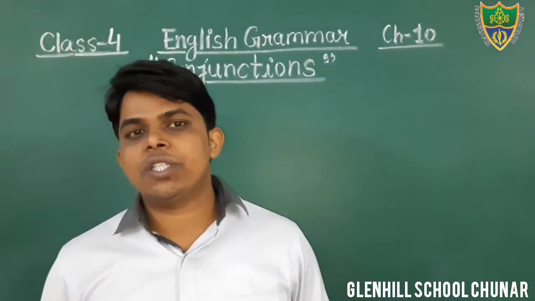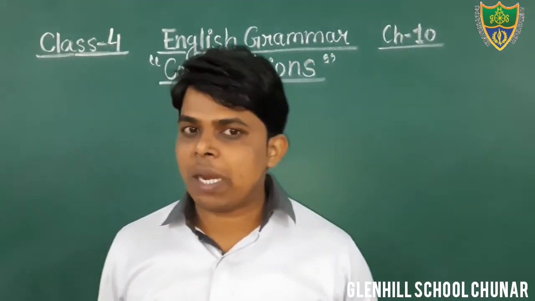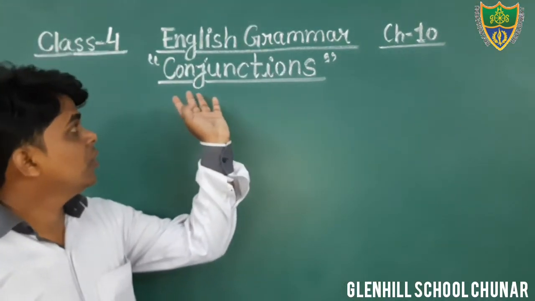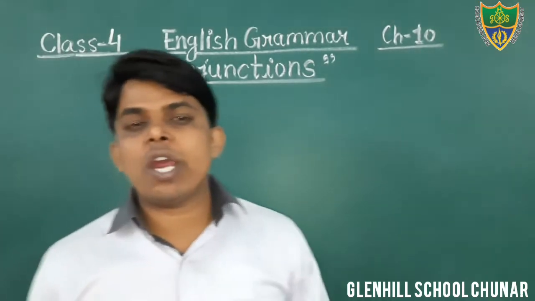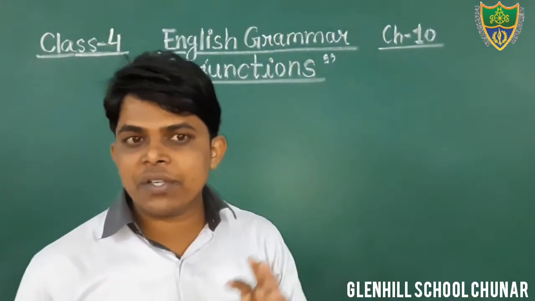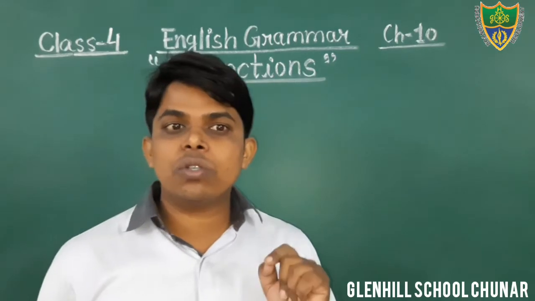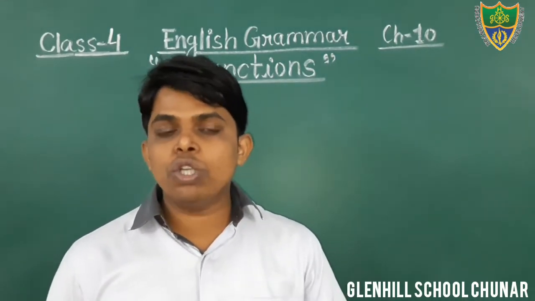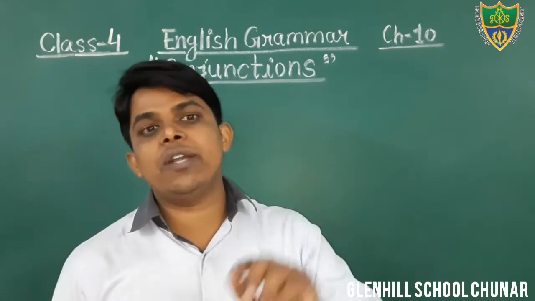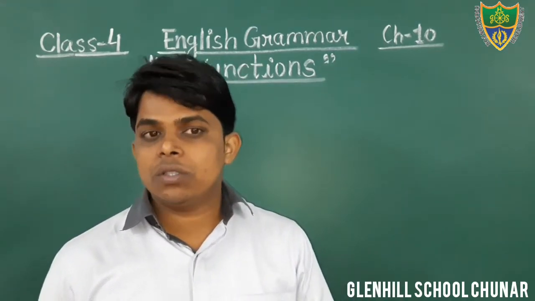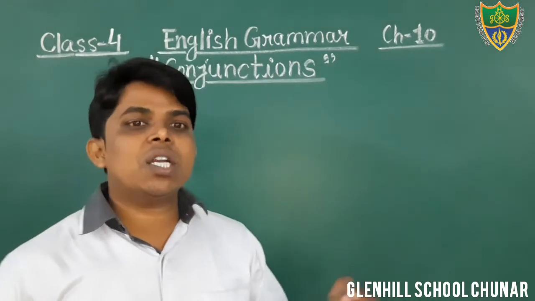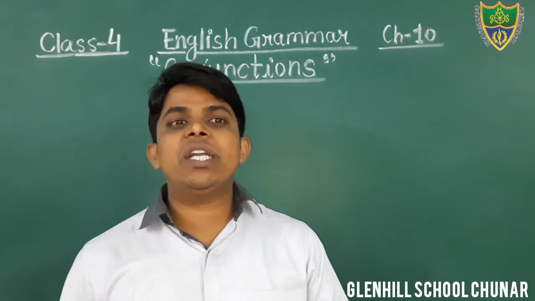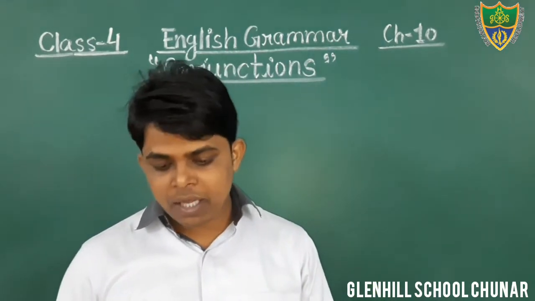Dear students, in the previous classes we were discussing chapter 10 of English grammar, that is conjunction. In this chapter we have read the definition of conjunction, in which I told you that conjunction is a joining word or linking word. It is used to join two or more than two words, phrases, clauses or sentences.